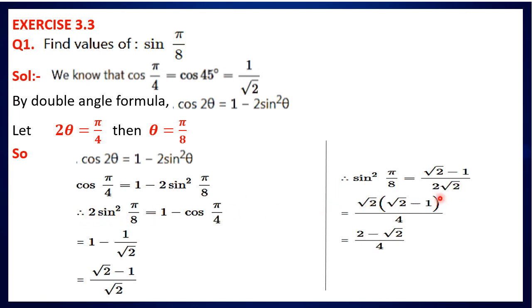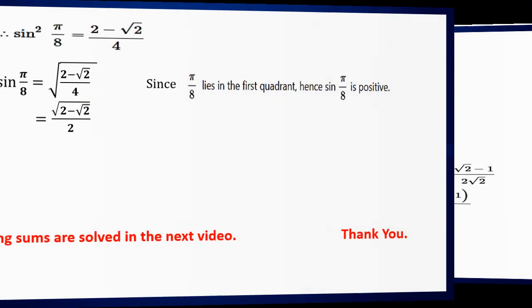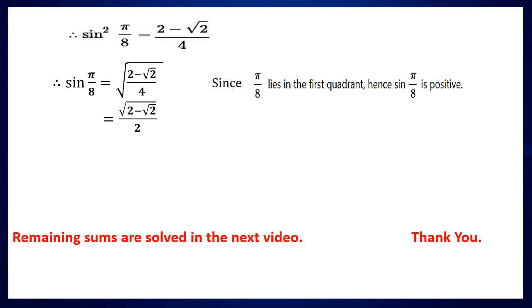To rationalize the denominator, we multiply the numerator and denominator by root 2. Then the numerator will become root 2 into root 2 minus 1. The denominator is 2 into root 2 into root 2. Root 2 into root 2 is 2, 2 into 2 is 4. So sin square pi by 8 is 2 minus root 2 upon 4.